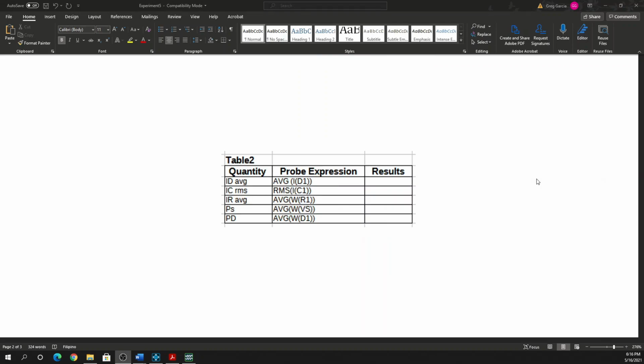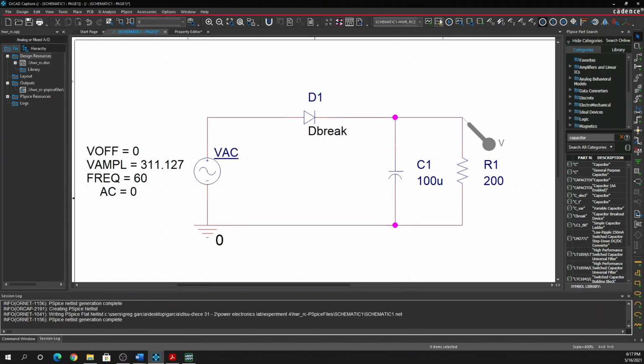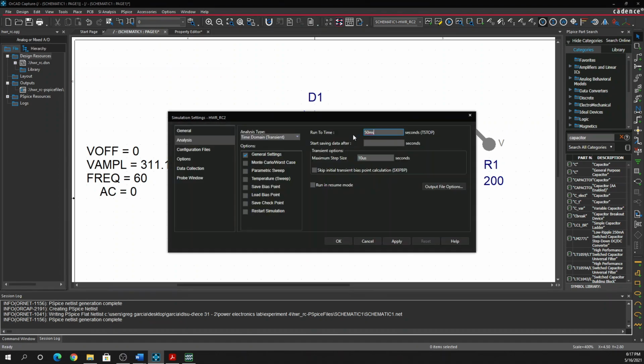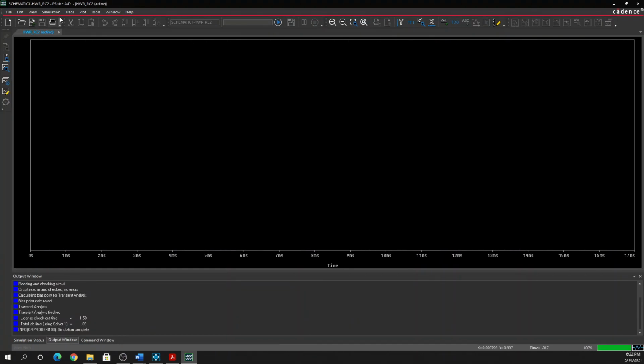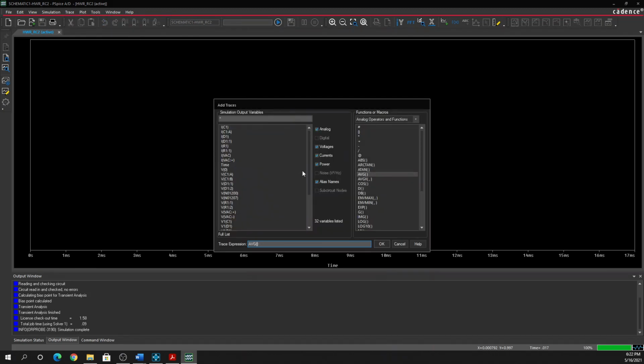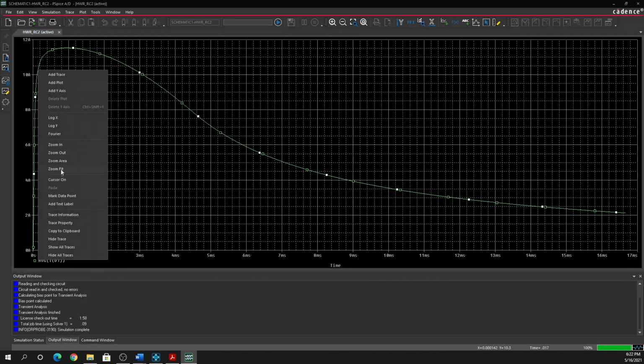Here in table number 2, we will measure the average diode current, the RMS capacitor current, the average power in R1, power dissipated by the source, and the power absorbed by the diode. In table number 2, we will get the following values in the first period. Now let's go to schematic, edit simulation profile, set our run to time to 16.67 milliseconds, click apply, OK, and run PSpice.